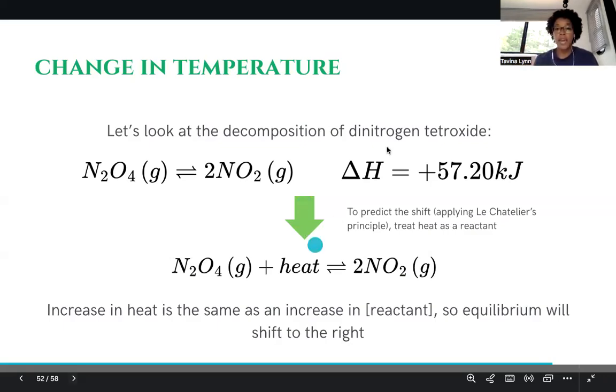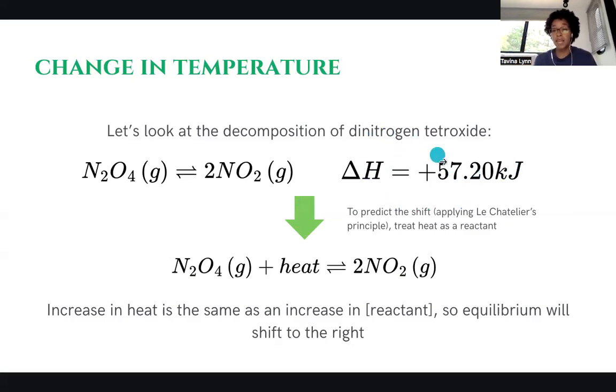Now, if delta H were negative because it was an exothermic reaction, then we would treat heat as a product. And then if we asked, if we increase the temperature, what way will the reaction shift to reestablish equilibrium? Well, now we would treat heat as a product. So if you increase product concentration, or the amount of a product, it will shift to the left.